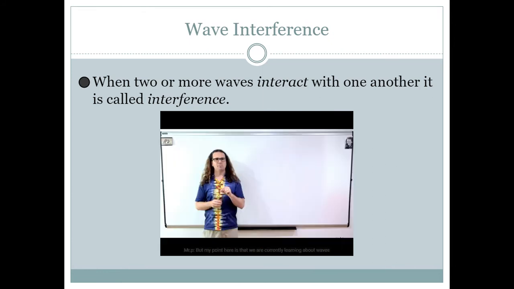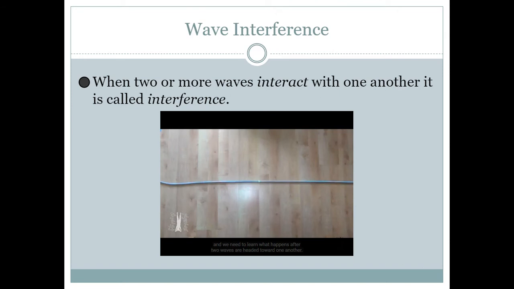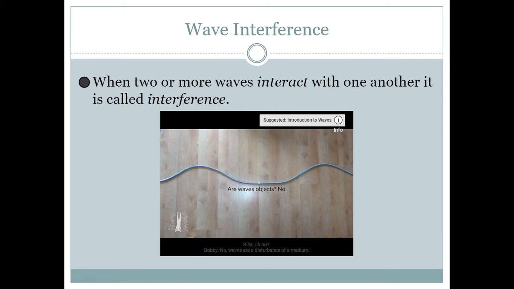Cheater. Wow. But my point here is that we are currently learning about waves, and we need to learn what happens after two waves are headed toward one another. So let's pause the demonstration and discuss it first. Class, are waves objects? No. No, waves are a disturbance of a medium. Waves are energy traveling through a medium, so no, waves are not objects.